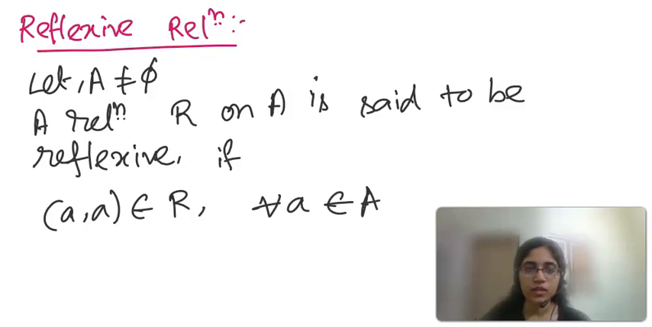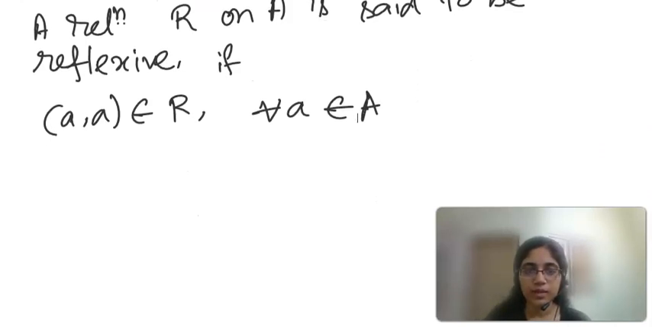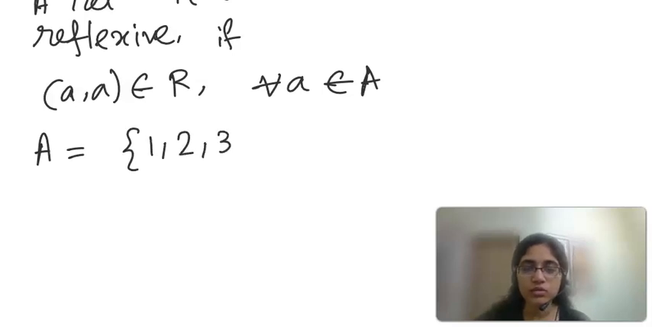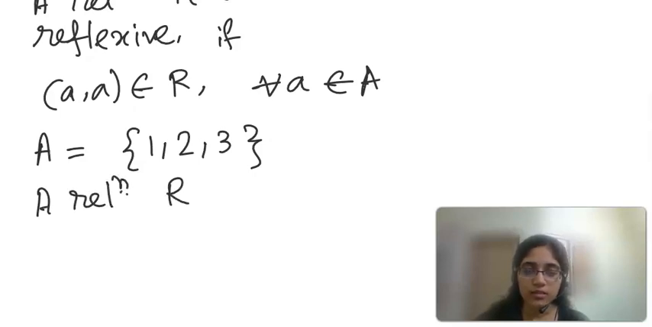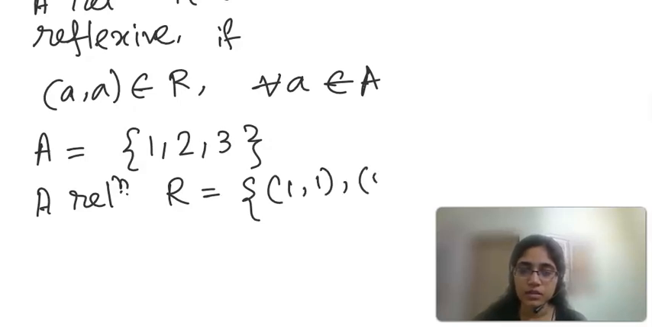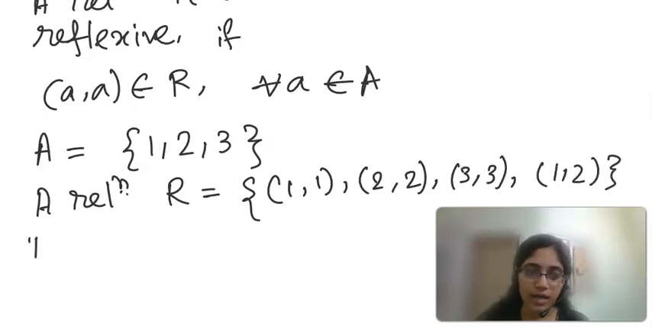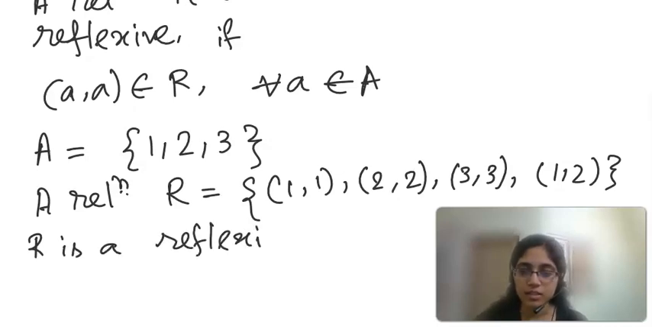So let's understand this with the help of an example. Suppose A is equal to {1, 2, 3}. Then a relation R that is defined as {(1, 1), (2, 2), (3, 3), (1, 2)}, then R is a reflexive relation.